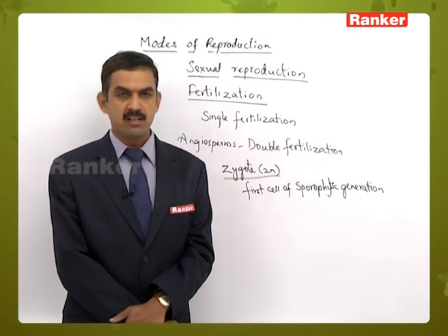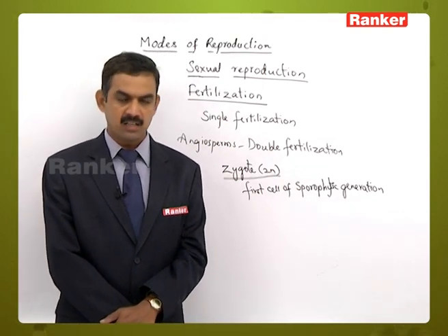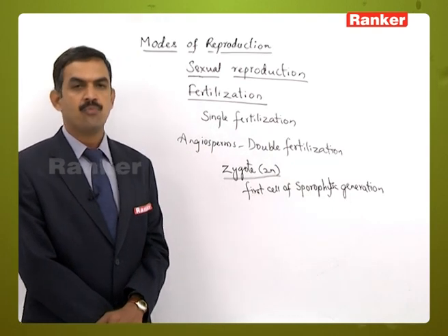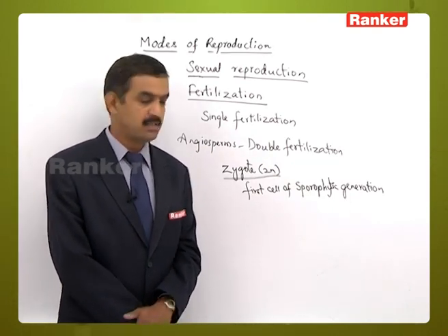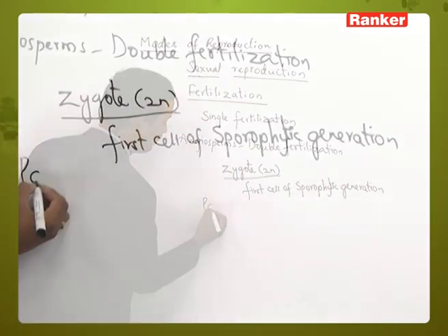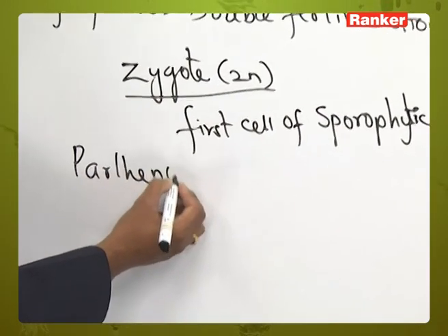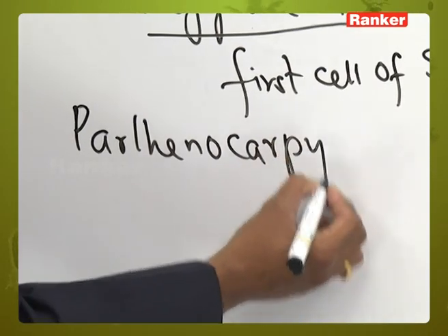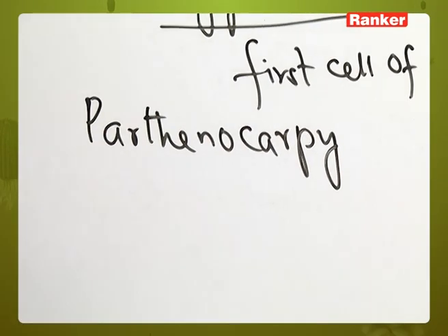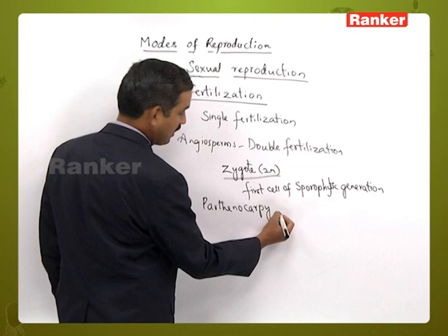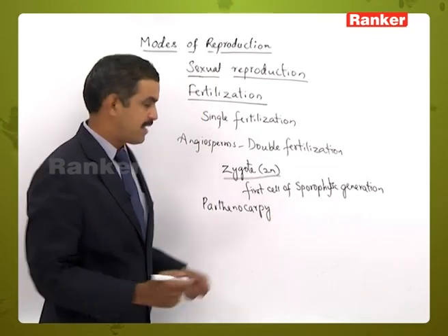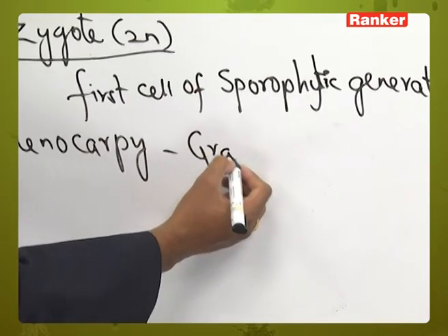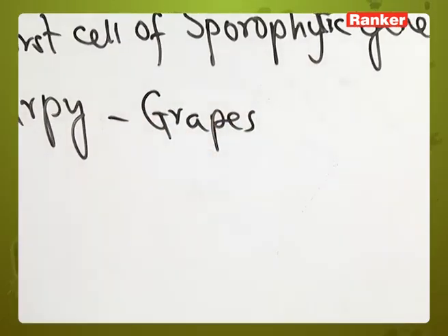is a condition where fertilization does not occur, but fruit formation and seed formation are observed in those plants. That process is called parthenocarpy. So, parthenocarpy can be observed in many plants. Seedless fruits can be produced in grapes by the parthenocarpy condition.